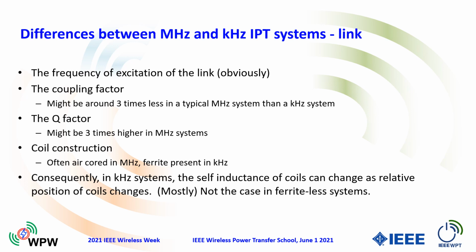And also, as a consequence of the use or non-use of ferrite in a kilohertz system, the self-inductance of the coils can change as the relative position of the coils changes, because I have now flux linkage with the secondary coil, which may have ferrite material present. That's typically not the case in ferriteless systems, and perhaps in some cases can make dynamic systems easier at megahertz than at kilohertz.